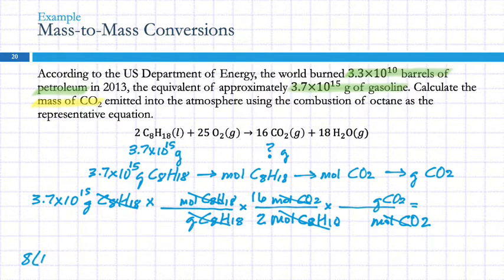I've got 8 carbons, and the mass of carbon is 12.01, plus 18 hydrogens times 1.008 equals. So calculator says 114.224 grams is the mass of 1 mole of octane. That probably should only have 4 significant figures, but we're going to use it in a calculation. Let's not round it. We're just going to use the whole thing.